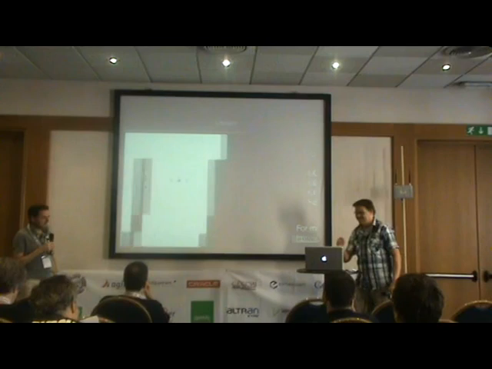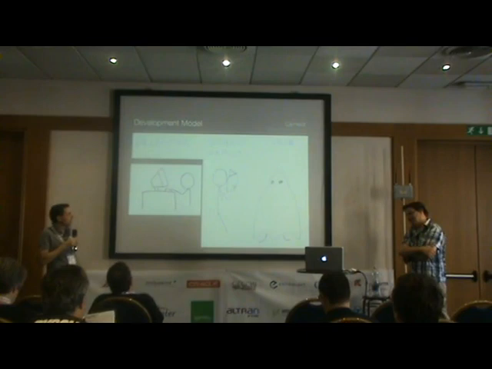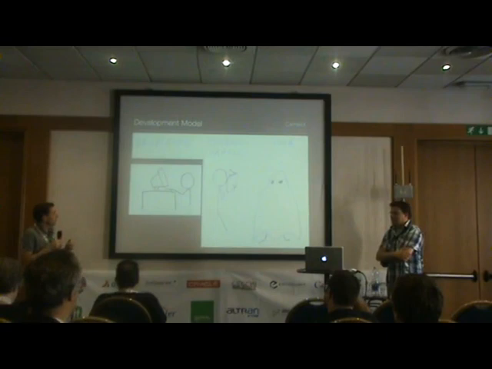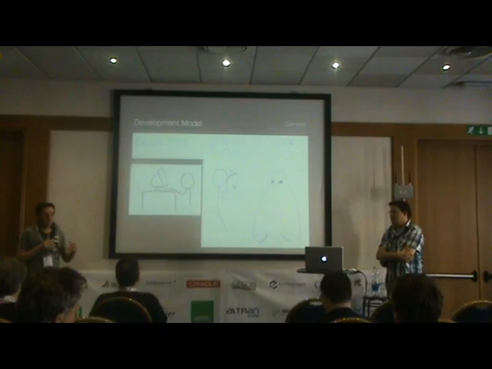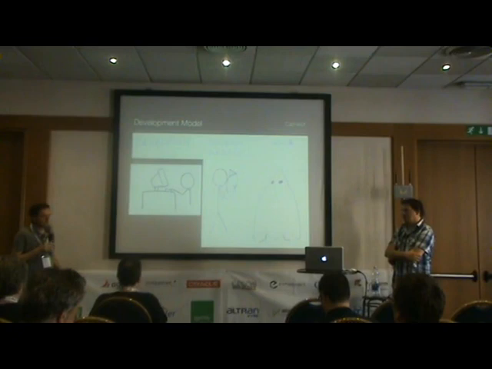So we also changed our development model a little bit. In our development model, you had three parties involved. You had the developers, us. You had the domain expert, who knew everything about what the application should do. And then you had the users. There were many of them. We don't know them. We're a little bit scared of them.